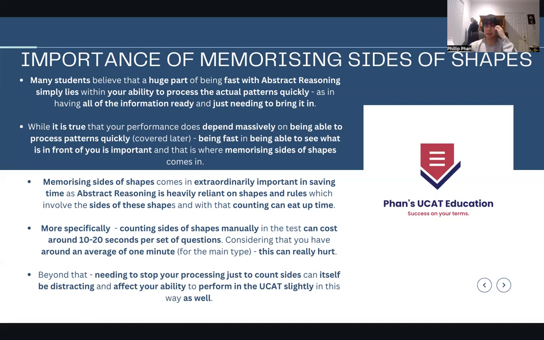So that's why memorizing sides of shapes is a great way to improve your time, by speeding up that information-grabbing part. To be more specific, it can save around 10 to 20 seconds per set of questions. If you watched my abstract reasoning main tutorial, or the introduction, I talked about how a set of questions is pretty much around 1 minute. You have a minute to do a set of 5 questions, or a combination of 2 sets of 5 questions. By memorizing sides, you can save around 10 to 20 seconds per set, and that can really save you a lot of time.